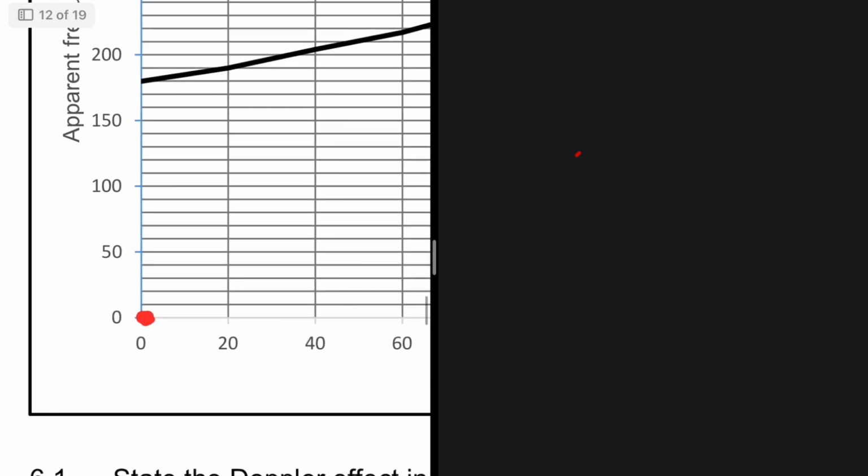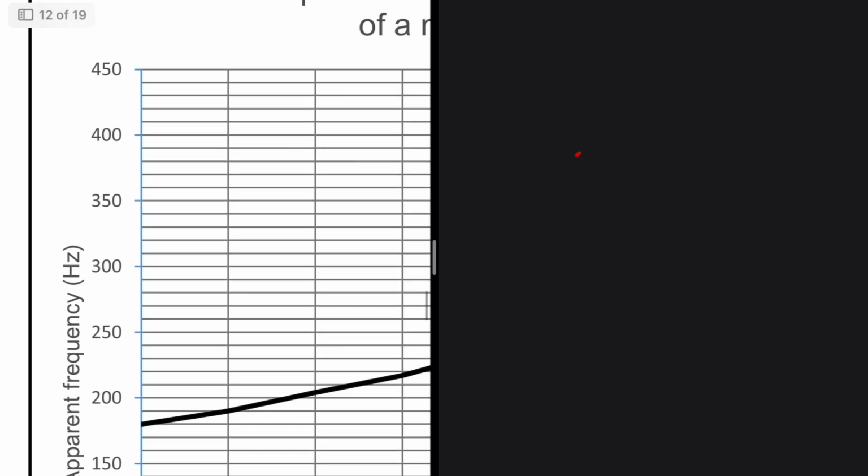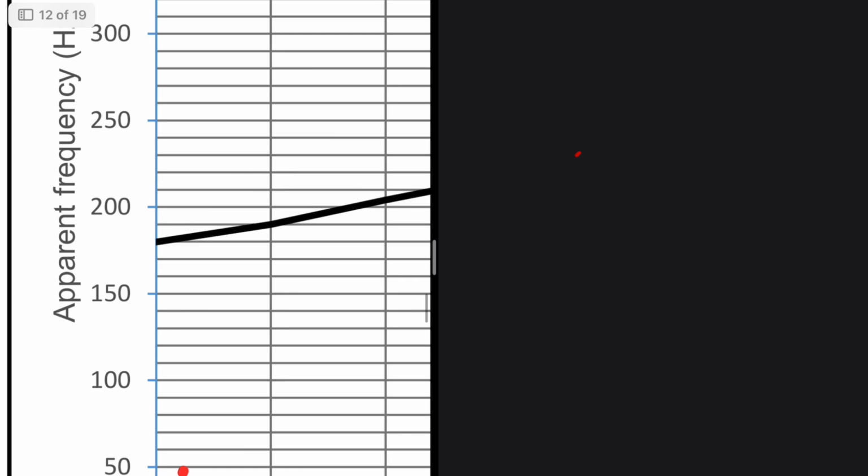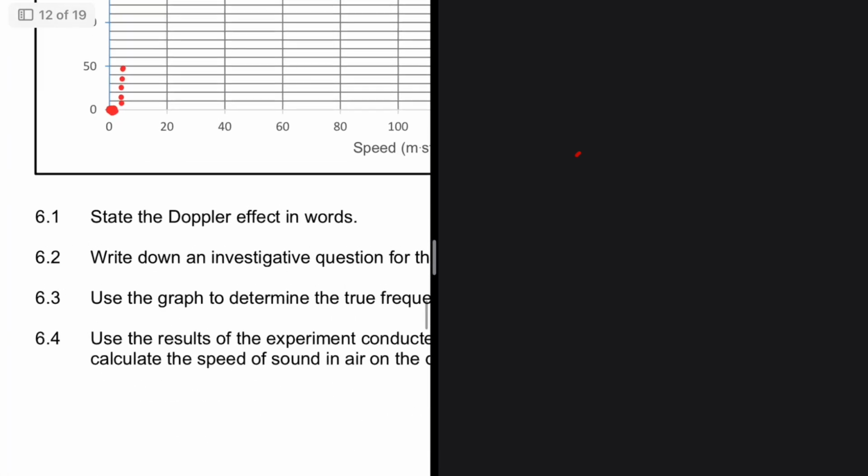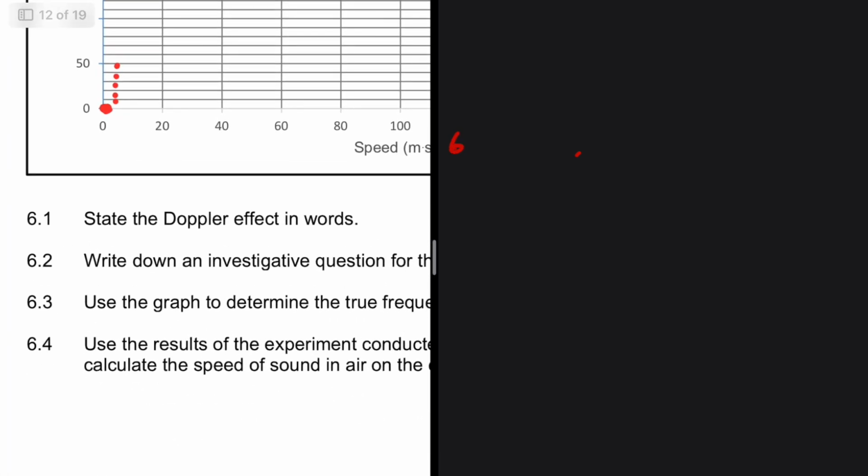So let's go ahead and do that. So this is 10, 20, 30, 40, 50. Yeah, so one block, or one cell rather, is 10 hertz. So from 150, this is going to be 160, 170, 180. So the true frequency, 6.3, Fs is equal to 180 hertz. There we go.